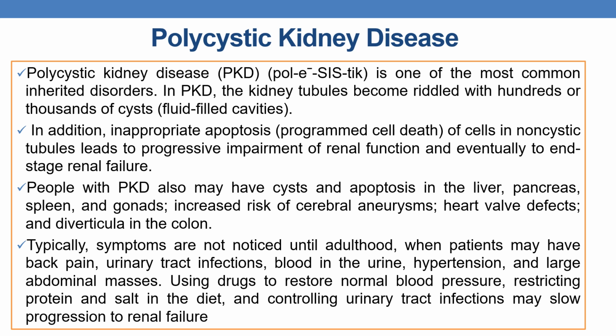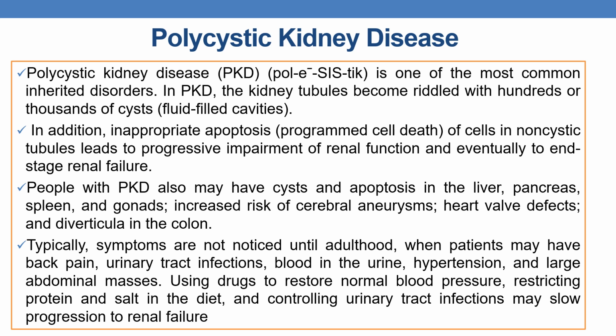renal failure. And people with polycystic kidney disease also may have cysts and apoptosis in the liver, pancreas, spleen, and gonads. They have an increased risk of cerebral aneurysms, heart valve defects, and diverticula in the colon. And typical symptoms are not noticed until adulthood, when patients may have back pain, urinary tract infections, blood in the urine, hypertension, and enlarged abdominal masses.